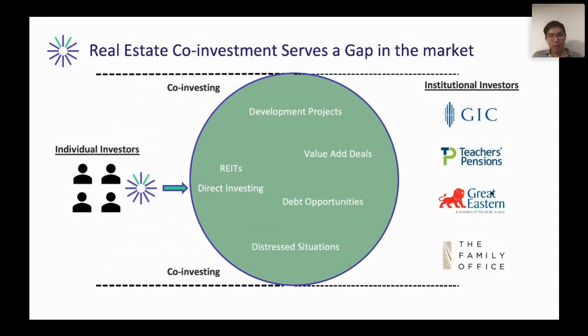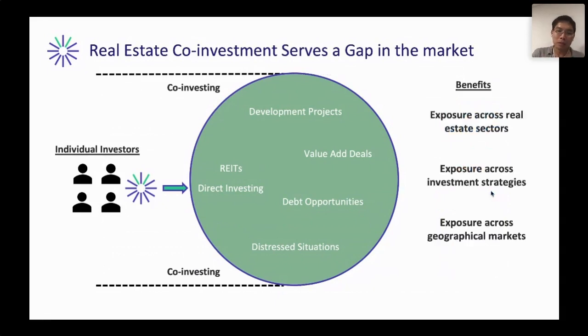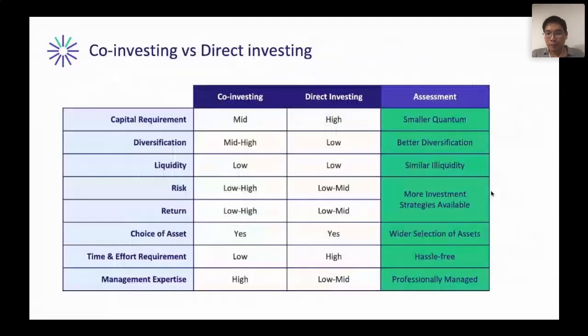Now, there's one more point I want to make about this slide. Co-investing also brings additional benefits. It gives investors exposure across real estate sectors and across investment strategies. By real estate sectors, I mean data centers, logistics, commercial properties, residential, industrial, and so on. By investment strategies, I mean core, value-add, and opportunistic strategies for real estate. And it also gives exposure across geographical markets easily. Next slide. So on the whole, it gives a level of unparalleled access for individual investors.